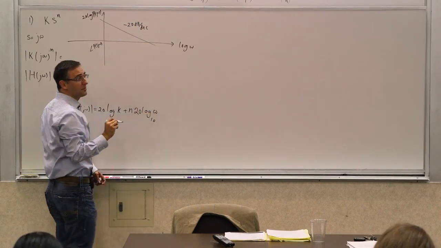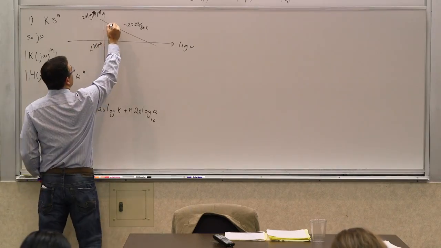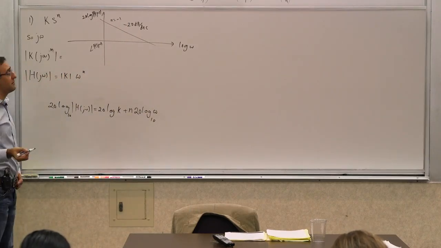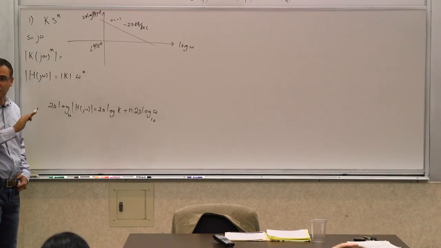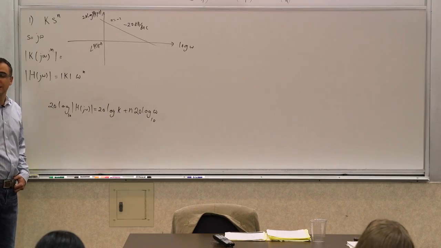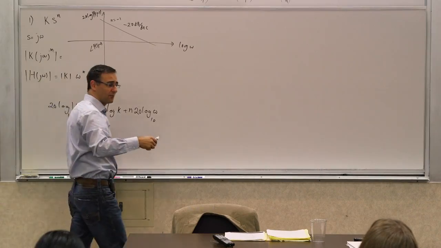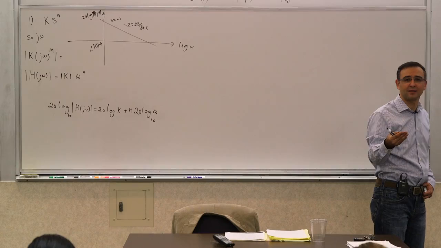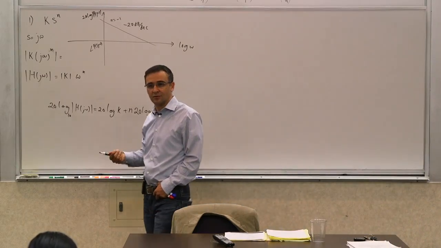This is an important number to remember: for n equals negative 1, you have negative 20 dB per decade. For n equals 1, you get something that grows with frequency. The magnitude will grow at a rate of 20 dB per decade. A decade is a frequency going up by a factor of 10. That's the meaning of a decade. So if I go up 2 decades, I've increased the frequency by a factor of 100.